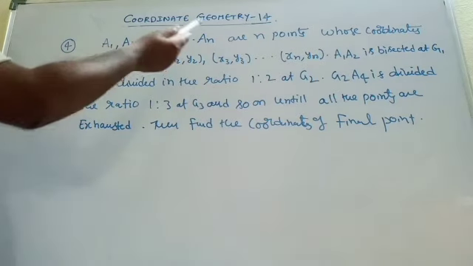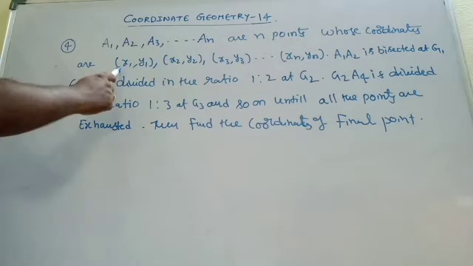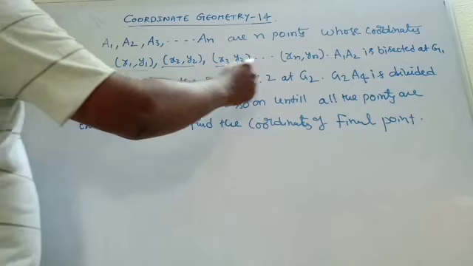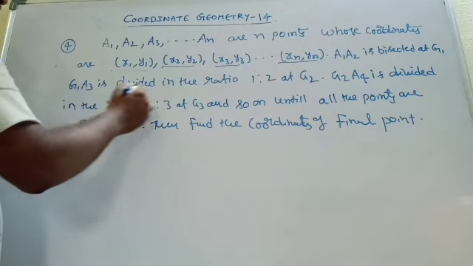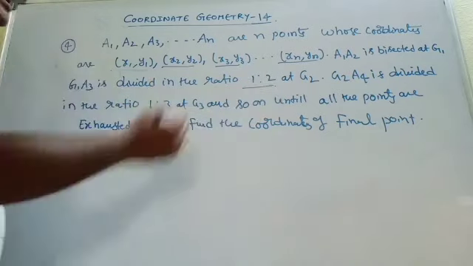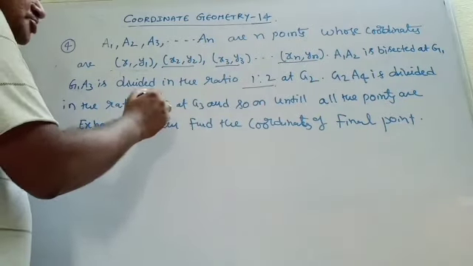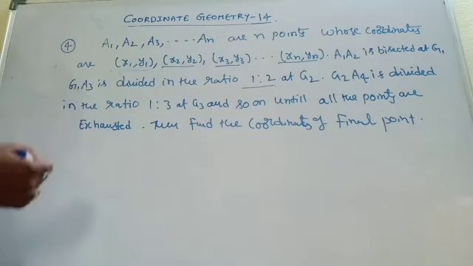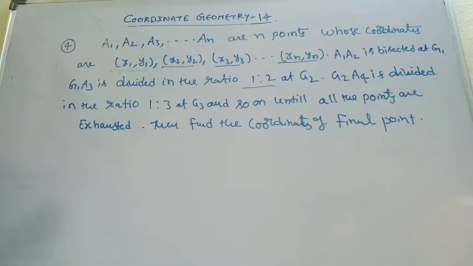A1, A2, A3, and so on up to An are n points whose coordinates are (x1, y1), (x2, y2), (x3, y3), and so on up to (xn, yn). A1A2 is bisected at Z1. And G1A3 is divided in the ratio 1:2 at G2. And G2A4 is divided in the ratio 1:3 at G3, and so on like this, until all the points are exhausted. Find the coordinates of the final point.